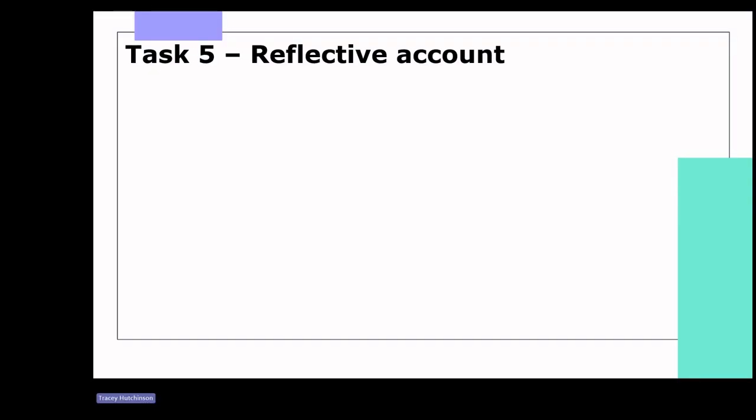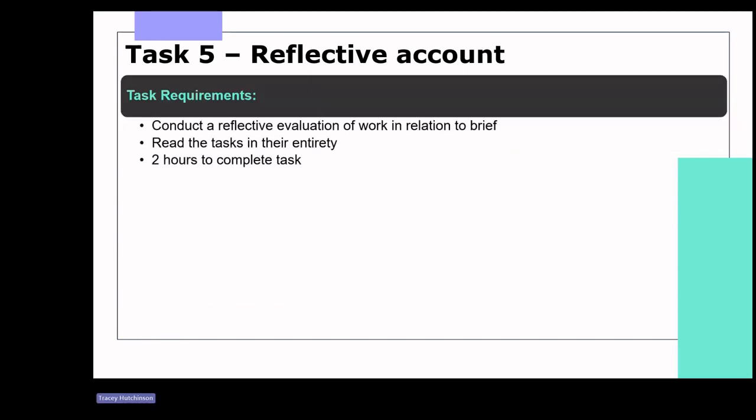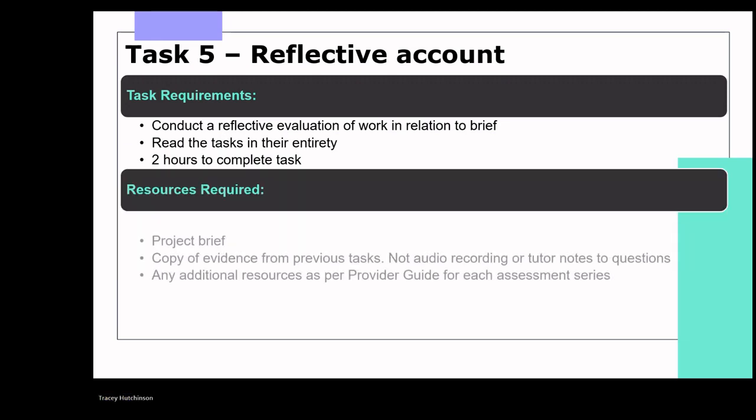Task 5 is the reflective task and it plays a crucial role in the ESP. Let's delve into the specifics. Students conduct a reflective evaluation of their work in relation to the brief. Tutors should encourage students to read the tasks in their entirety to ensure that students recognise this aspect of the task, which will allow students to be aware of the time they have. Students have 2 hours to complete this task.